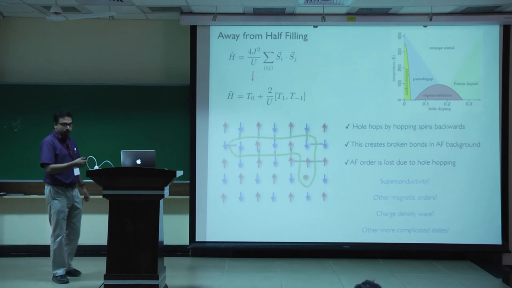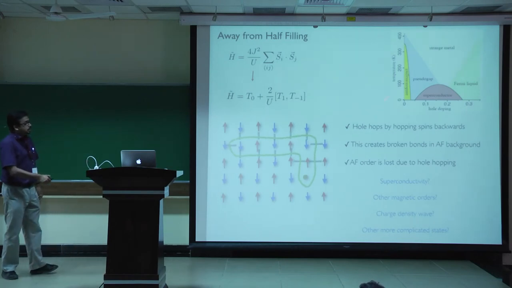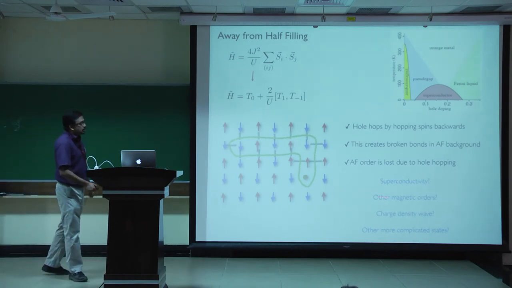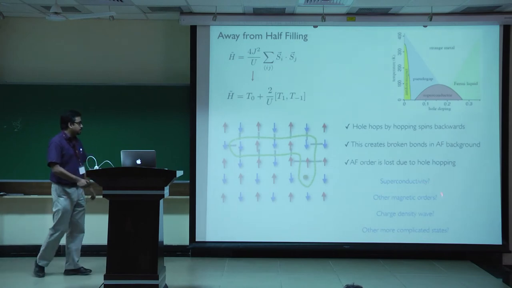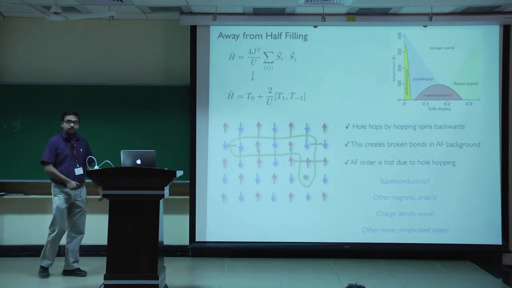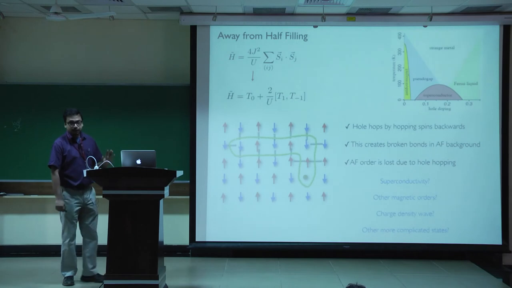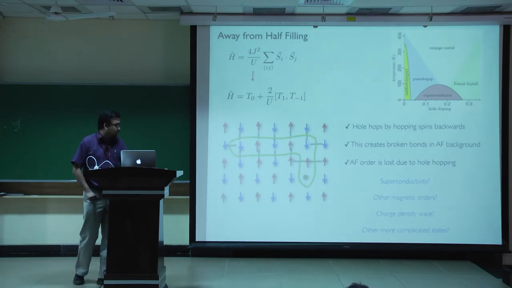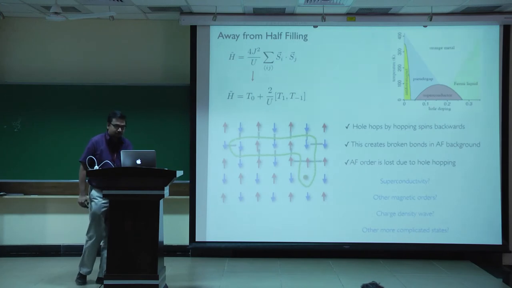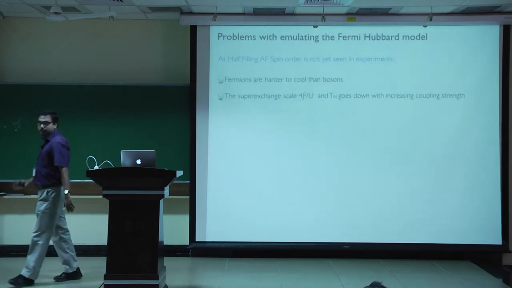And then you can ask, okay, antiferromagnetic order will be destroyed. But what does that lead to? Superconductivity, other magnetic orders, charge density wave, other more complicated states. So there are a bunch of, I mean, this part people are not sure about. So, okay, we would like to go and look at this.